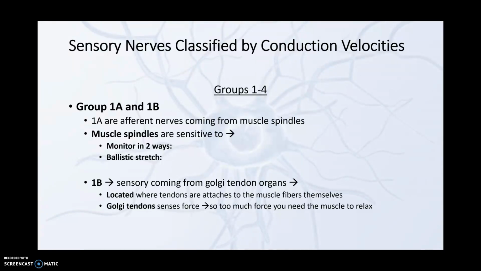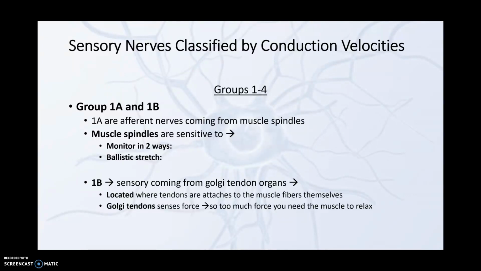Okay, so let's start with group 1A and 1B afferents. Group 1A afferents are afferent nerves coming from muscle spindles. Now, what are muscle spindles sensitive to again? Muscle stretch. So muscle spindles monitor stretch in 2 ways: violent stretch or a gradual stretch. Ballistic stretch monitors velocity of that stretch.